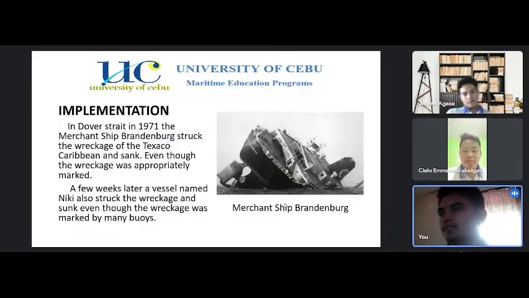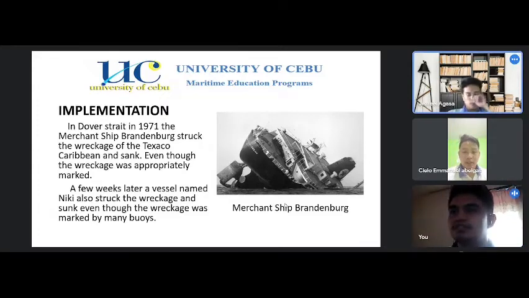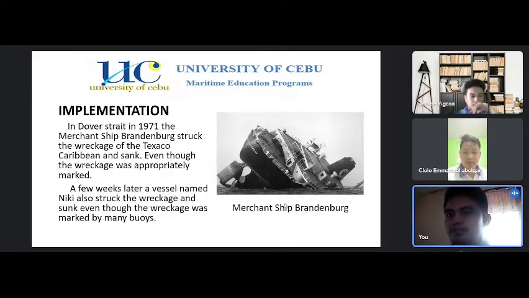Thank you, Deck Cadet. Now, for the implementation of the Ayala voyage system: in the Dover Strait in 1971, the merchant ship Brandenburg struck the wreckage of the Texaco Caribbean and sank, even though the wreckage was appropriately marked. In this image, we can see the merchant ship Brandenburg, which struck the Texaco Caribbean and sank. Six weeks later, a vessel named Niki also struck the wreckage and sank even though the wreckage was marked by many buoys.